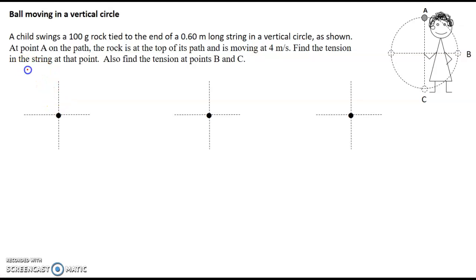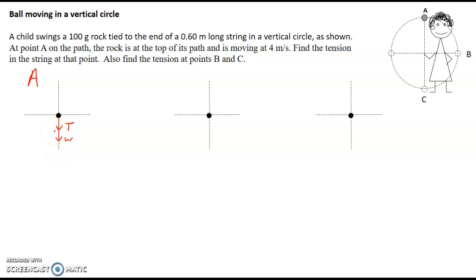So here, this will be the free body diagram for point A. And so when it's at A, the string is pulling down on it, and the string pulling down on it is a tension force, and then the weight also acts down. Those are the only two forces. There's one contact force and one non-contact force.